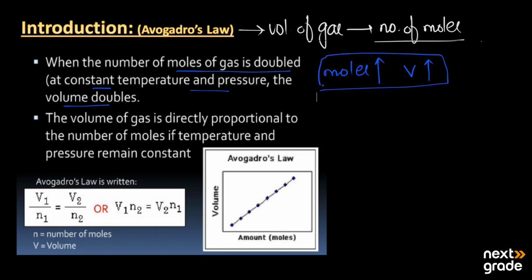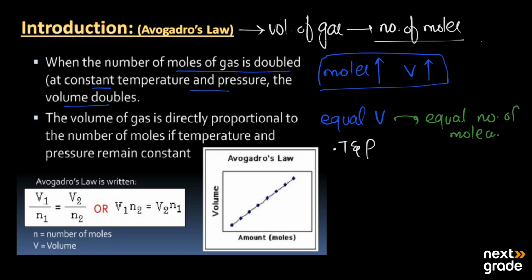Another definition for Avogadro's law: when we have equal volume of all the ideal gases at constant temperature and pressure, then they contain an equal number of molecules. This is a simple statement about Avogadro's law.